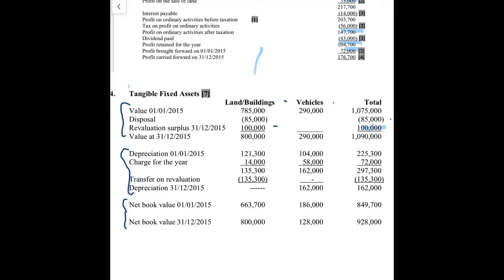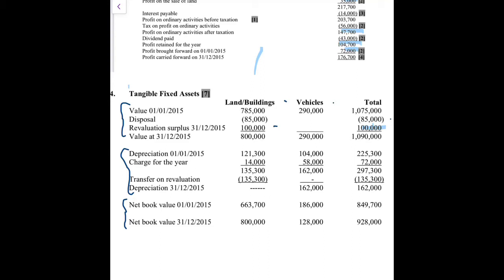Then you have your depreciation. So we have our depreciation charge from the start of the year, which is our previous depreciation, which is coming from the trial balance. We have 121,300 in land and buildings, and we have 104 in vehicles, which gives us a total of €225,300. You add on your charges for the year, 14,000 for buildings and 58,000 for your vehicles, which gives you €72,000 in your total column. You don't have to do that total there. That's a waste of time. Okay, so you don't actually need to do that. Then we have our transfer on revaluation. So you got rid of all of that depreciation, the €135,300. That can be seen in our revaluation working.